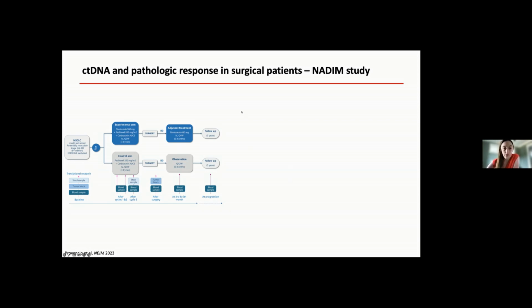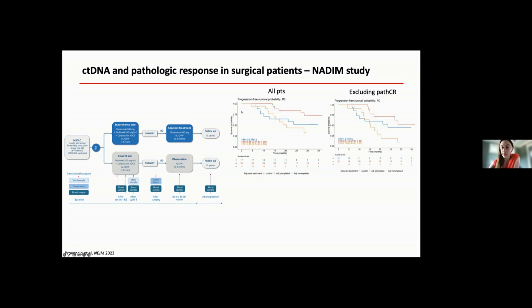But one of the interesting things that they looked at is whether patients in this R0 group benefited from receiving additional immunotherapy. And they compared patients who received the full 6 months of immunotherapy versus patients who had to stop. And you can see that the full 6-month group, which is the red line, seemed to benefit compared to the ones who got less immunotherapy. And this was true even if they excluded the path-CR patients.